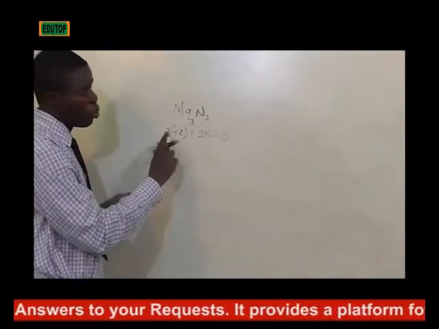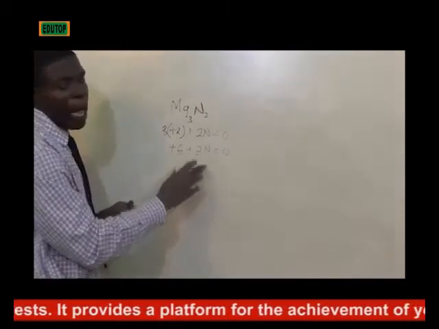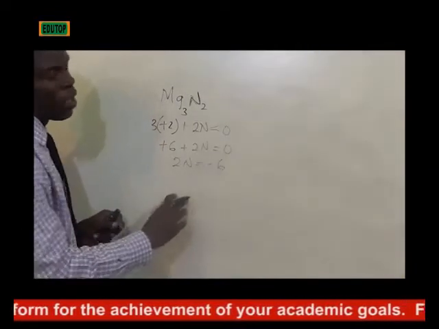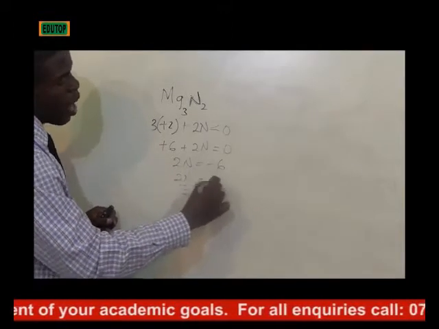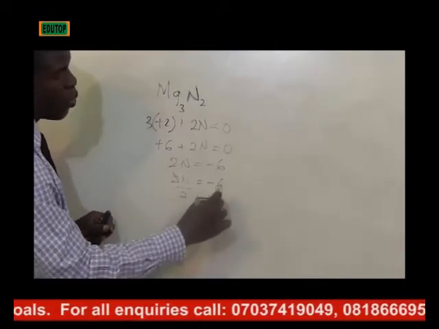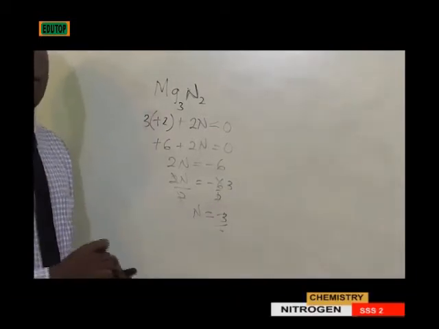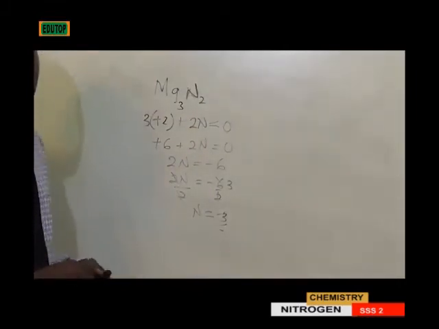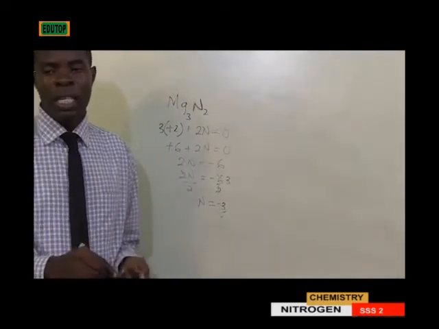Here, 3 times plus 2, you have plus 6 plus 2n equals 0. By collecting like terms, you have 2n equals minus 6. Then we divide both sides by 2, and you have minus 6 divided by 2. At the end, you have n equals minus 3. So the oxidation number of nitrogen in this nitride is minus 3. Therefore, the answer to question number 2 is A.